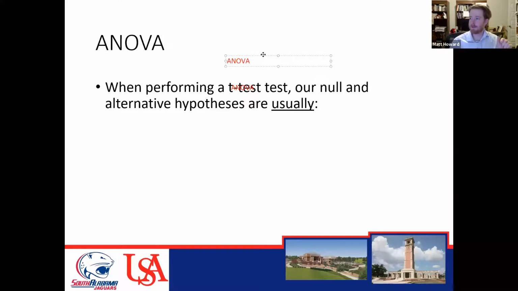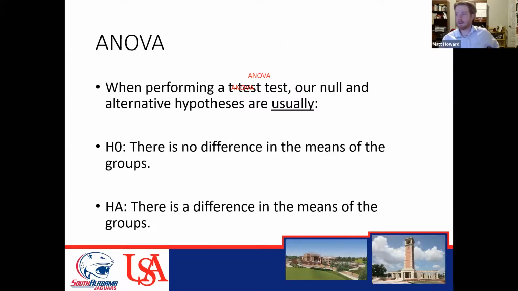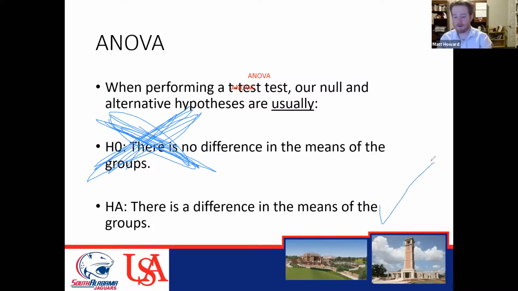Okay. So that should say when performing an ANOVA, our null and alternative hypotheses are usually, and this is the same as when we did a two-sample t-test, the null is that there's going to be no difference in the means of the groups, and the alternative hypothesis is there is a difference in the means of the groups. So the null hypothesis is there's no difference. Our hypothesis is there is a difference. So once again, as always, if p is less than 0.05, we can reject the null that there's no difference among the groups, and we can go with the alternative hypothesis that there is a difference among those groups.